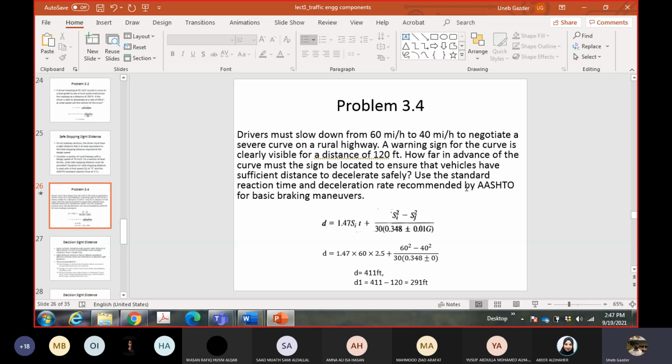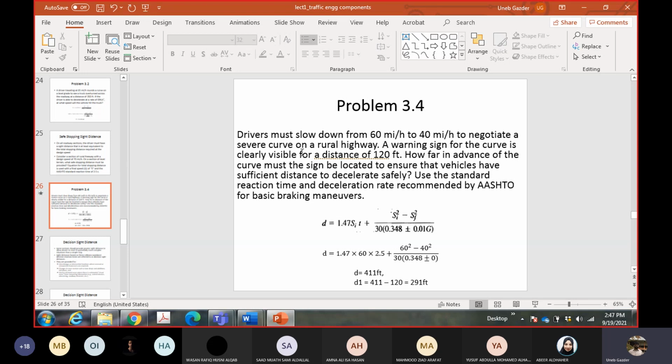Another example: driver must slow down from 60 to 40 miles per hour to negotiate a severe curve. So there is a very sharp curve on the highway for which, to go along the curve, the driver must reduce the speed. You can see this is another variation of the truck example. In that example, we were saying the driver will not change the speed unless he sees something in front of him. In this example, we are saying we will change the design speed of the road from 60 to 40. We already know the sight distance of the curve is not enough. Going on the curve at 60 miles per hour will be dangerous.